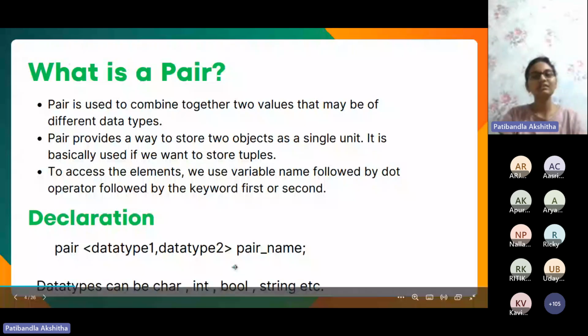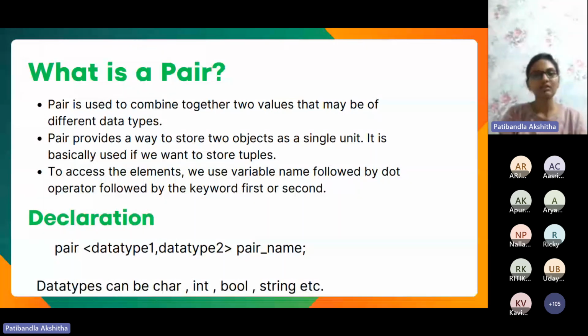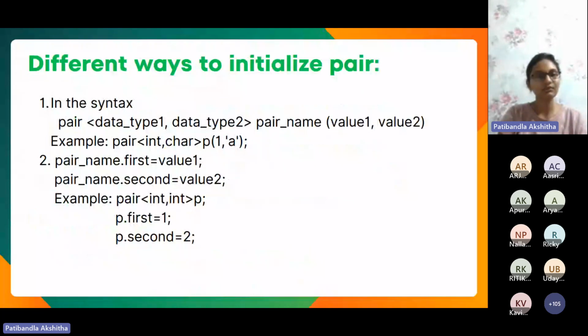There are different ways to initialize a pair. One such way is to initialize while declaring it. As we saw before, this is the way we declare a pair. We can just write an open bracket, value 1 and value 2 to give the values to this pair. Example, pair less than int comma char greater than p, open bracket 1 comma a. Now this pair p will store two values, 1 and a.